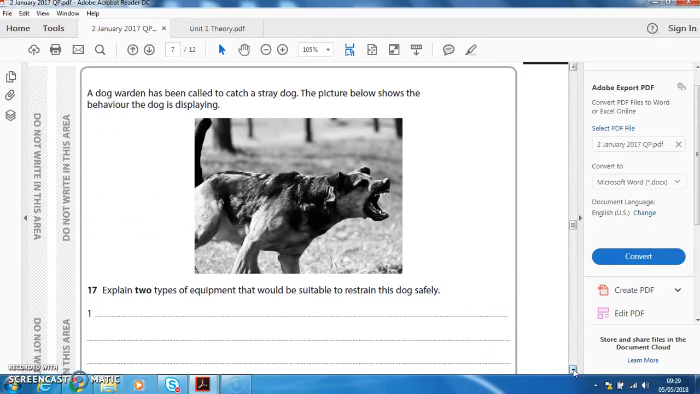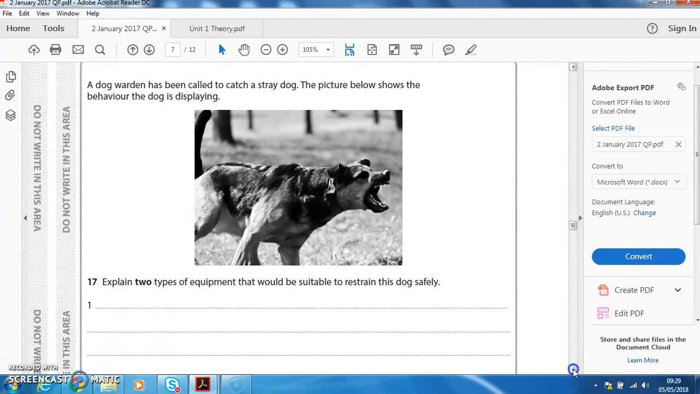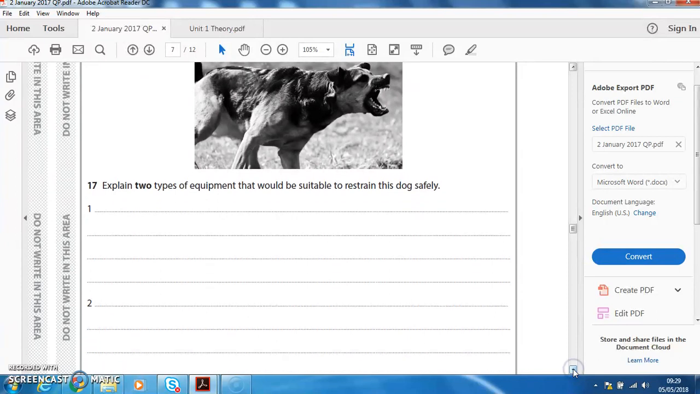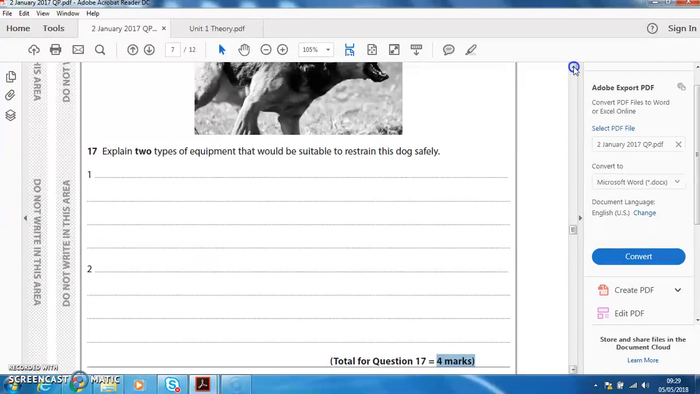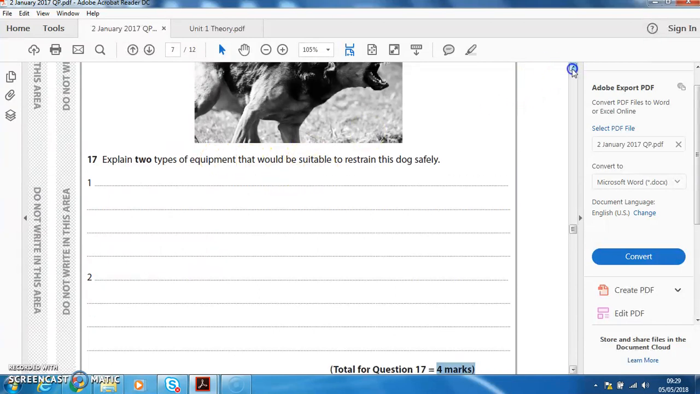A dog warden has been called to catch a stray dog. The behaviour of the dog is being displayed here. It looks very aggressive. Two types of equipment suitable to restrain the dog. Let's have a look how many marks it's for. It's 4 marks. So we need the equipment and what it's going to do.